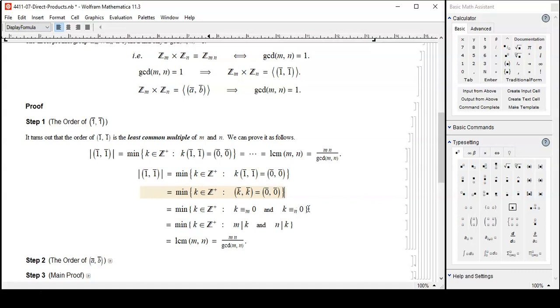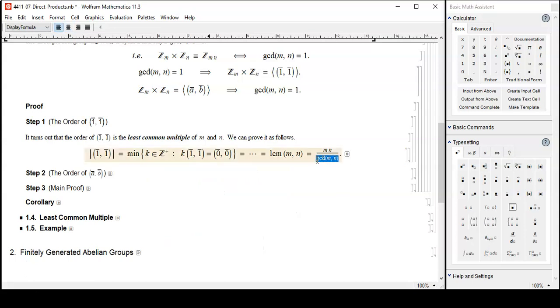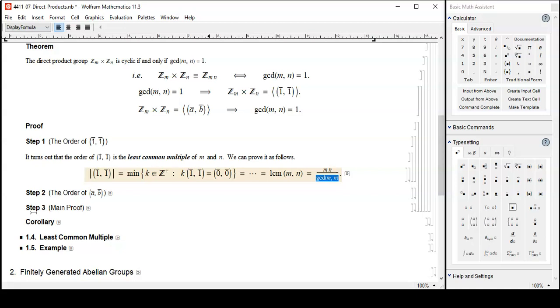Consequently, k is congruent to 0 modulo m, and k is congruent to 0 modulo n. In other words, m divides k and n divides k. And the smallest such k, what is it? It's the least common multiple. Just the definition of it, isn't it? And everybody must remember this, right? mn over GCD. So if GCD is 1, then the denominator is 1, so the order of this element is m times n, so we have a cyclic group. We're going to talk about that in more detail in step 3. Okay, alright, step 1 is done.